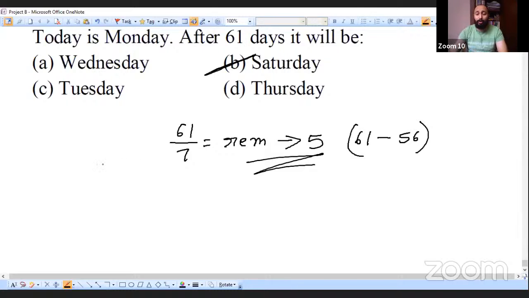Any more doubts? Tomorrow 11 o'clock again I will be coming and I will be solving sequence and series of old year question papers like this. There are so many repeated questions and you can have a look at that.